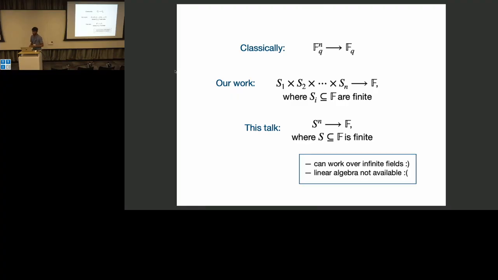The advantage we have is that now we can also work over infinite fields. But the catch is that the domain is no longer closed under linear transformations. So a lot of the techniques that work over the classical setting of F_q to the n no longer work, and it's not clear how to get local algorithms in this setting.